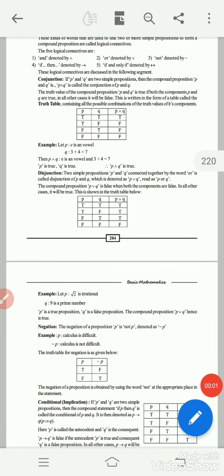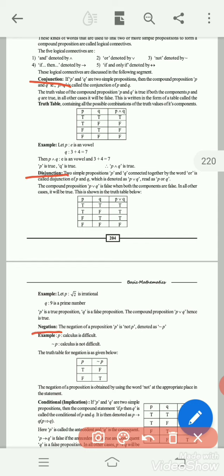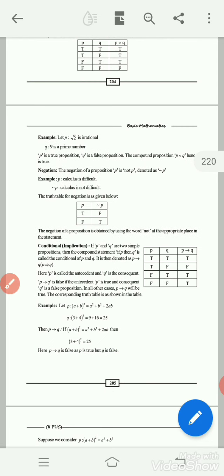Hi students, good morning. In the last class we discussed logical connectives. There are 5 logical connectives: conjunction, disjunction, negation, conditional and biconditional. In the last class we completed conjunction, disjunction and negation. Okay, the next logical connective is conditional or implication.